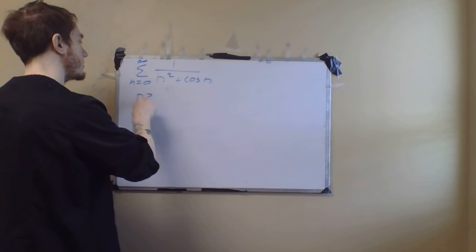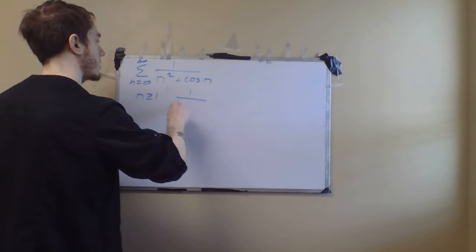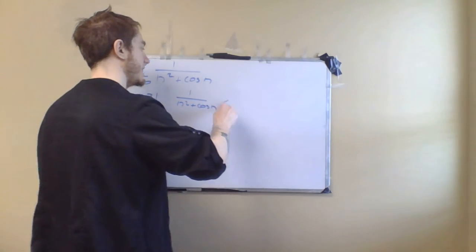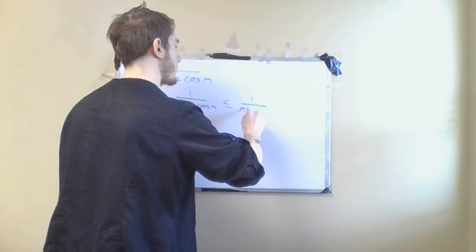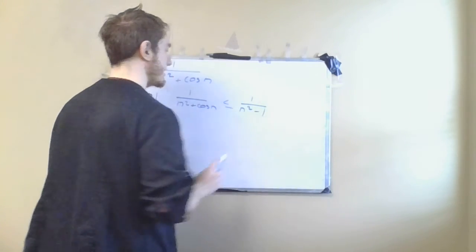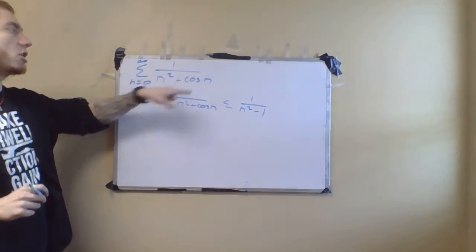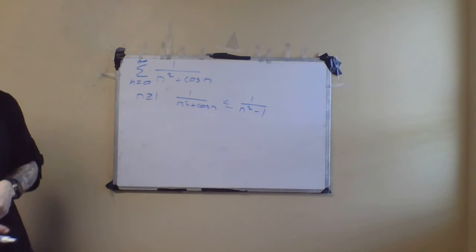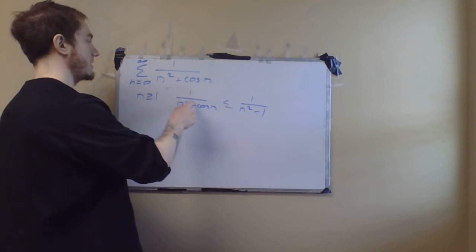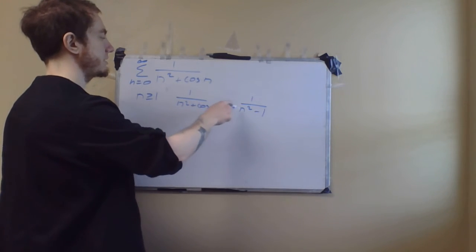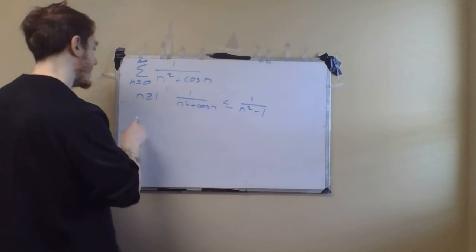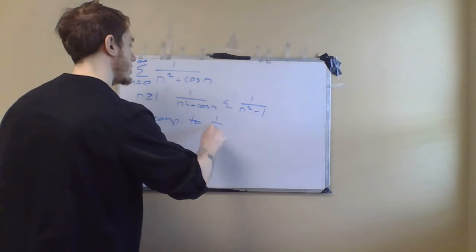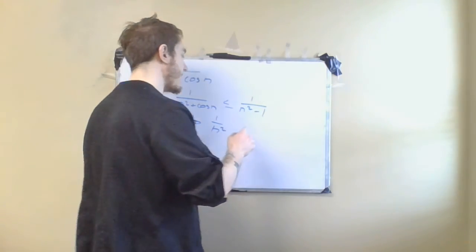for n bigger than or equal to 1, 1 over n squared plus cosine n is less than or equal to 1 over n squared minus 1, because the smallest that cosine n can become is negative 1 here. So this fraction is less than or equal to this fraction. And then what I can do is a limit comparison to 1 over n squared.